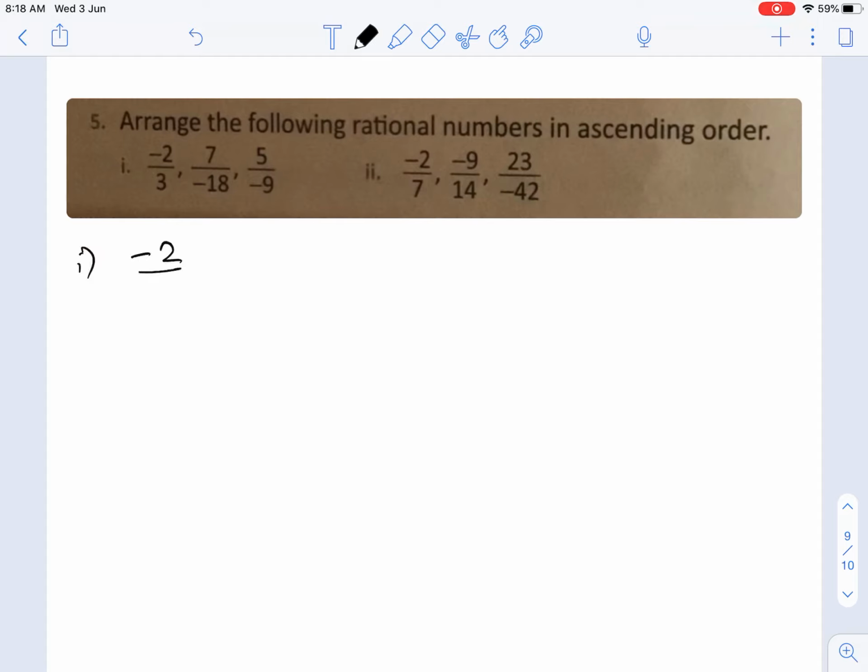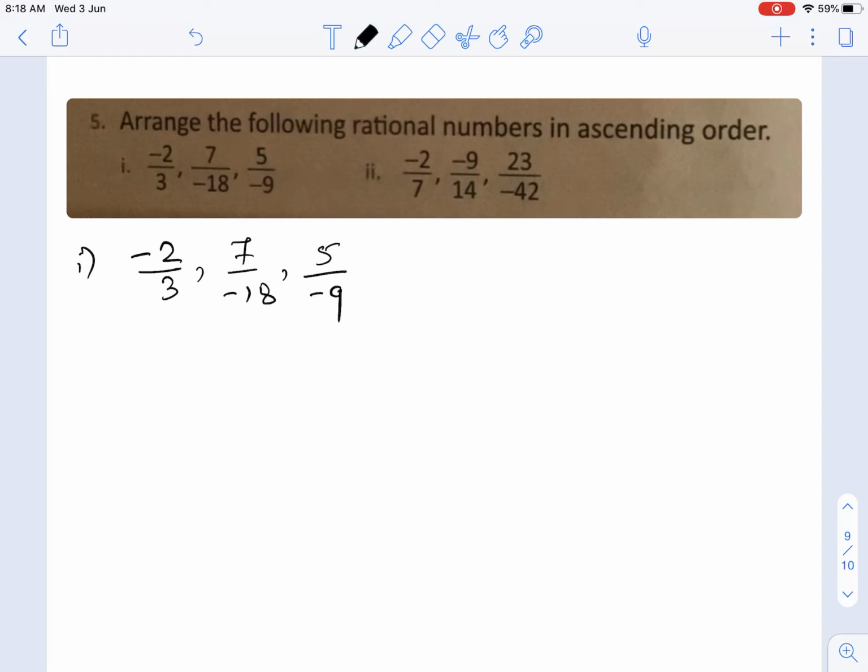We have minus 2 upon 3, 7 upon minus 18, 5 upon minus 9. Now each of these numbers has a different denominator, and we cannot compare the numbers unless we have the same denominator. So the very first thing we have to do is make these denominators the same. For that, we have to find their LCM.